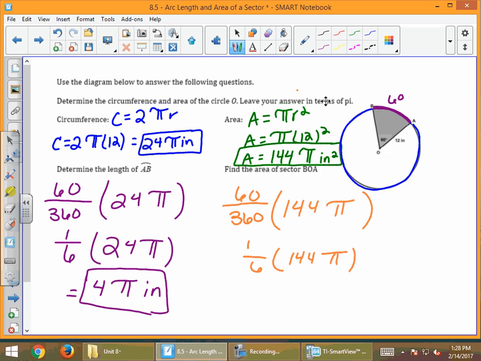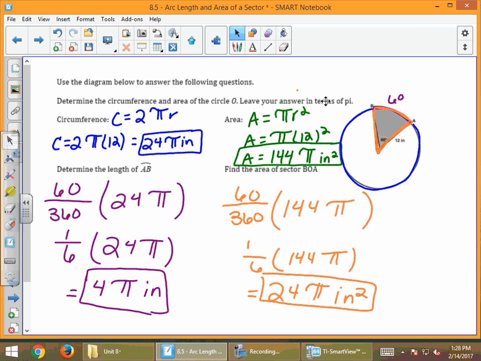What's 1/6 times 144? What is it? Someone said it. Very quietly. Very good. 24 pi, again, is area, so it's inches squared. Okay, again, the whole area of the circle is 144 pi inches squared. Okay, we just want to know a piece. We just want to know this orange piece right here. Well, that orange piece is 1/6 of the circle. So 1/6 of the whole area is 24 pi.